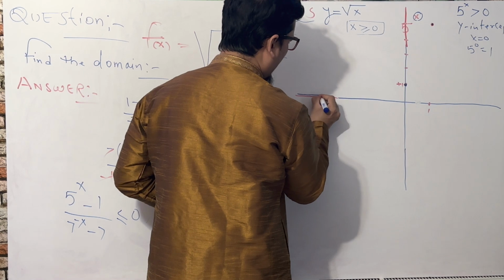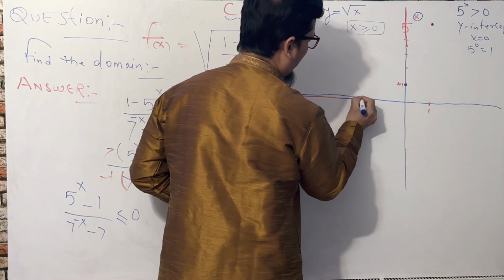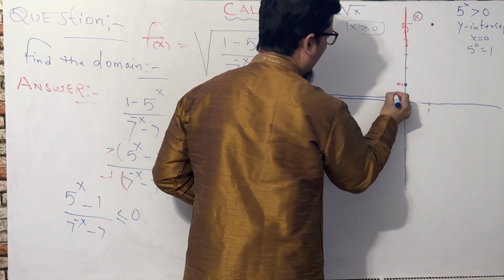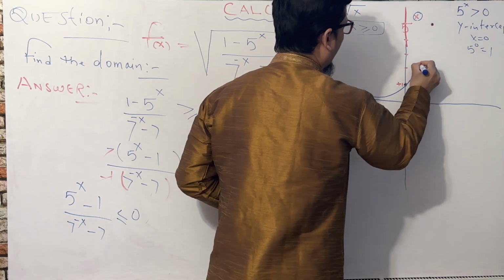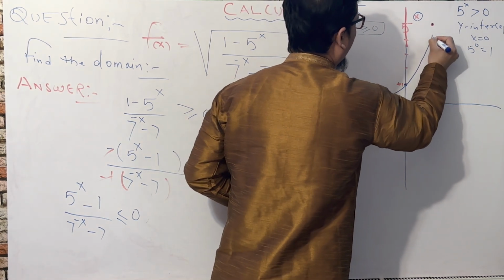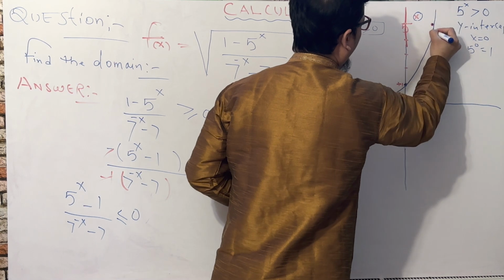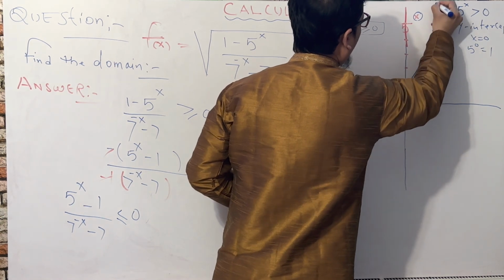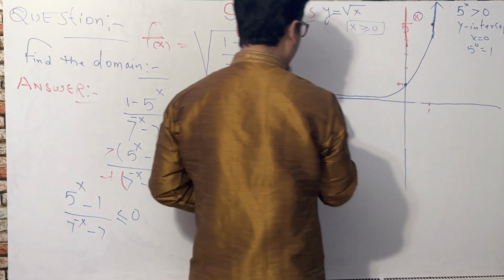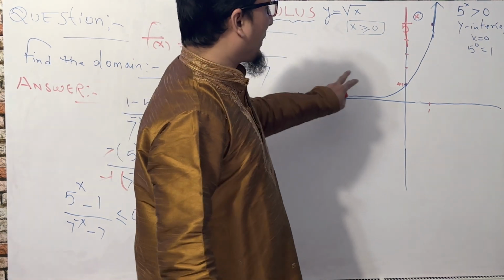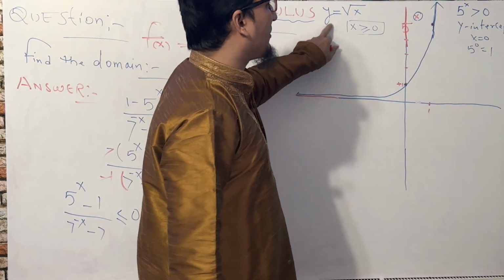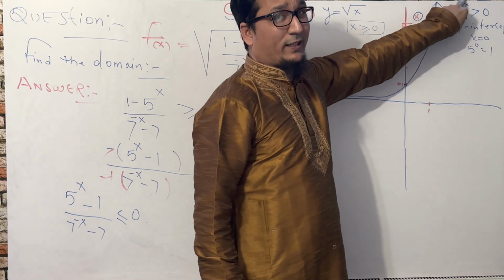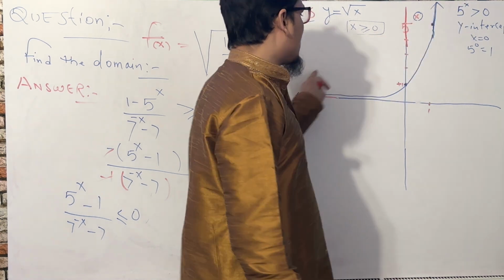See, it never touches the x-axis here. And this will always be an increasing function. It's always an increasing function, right? It touches this point. My art is not good. So this is the graph of the exponential function, which is called 5 power x.